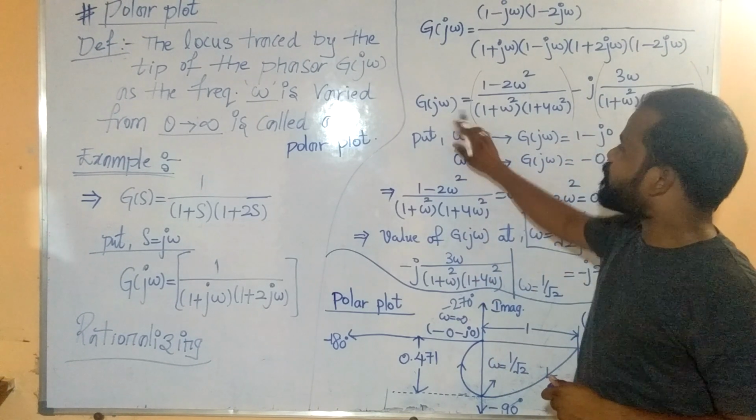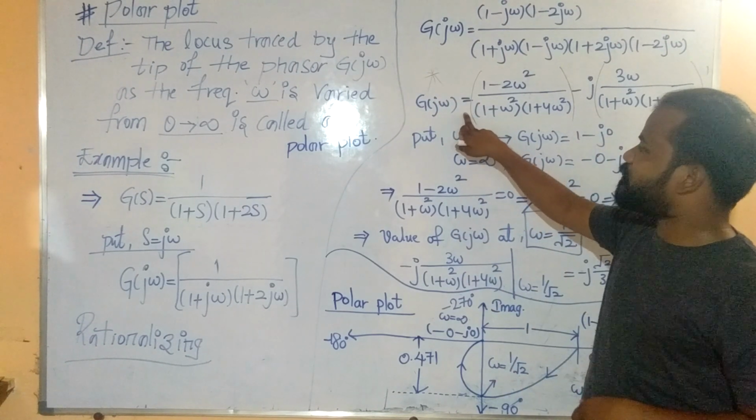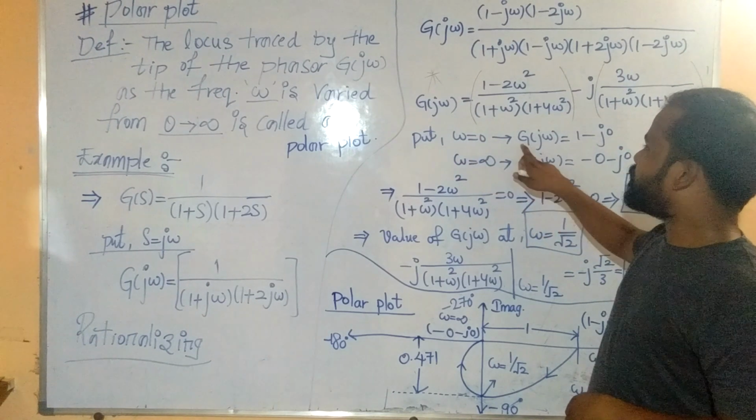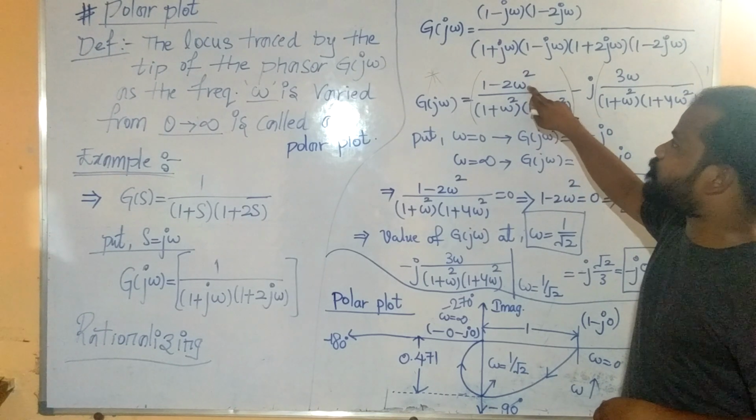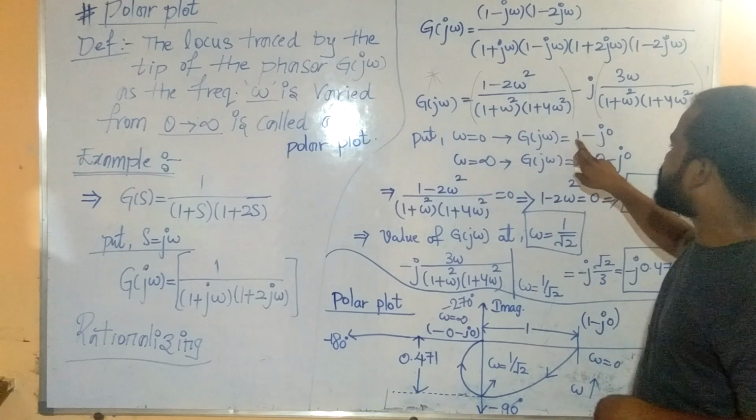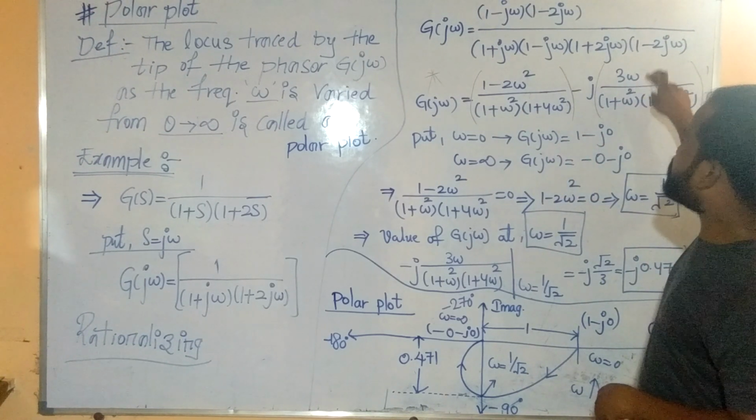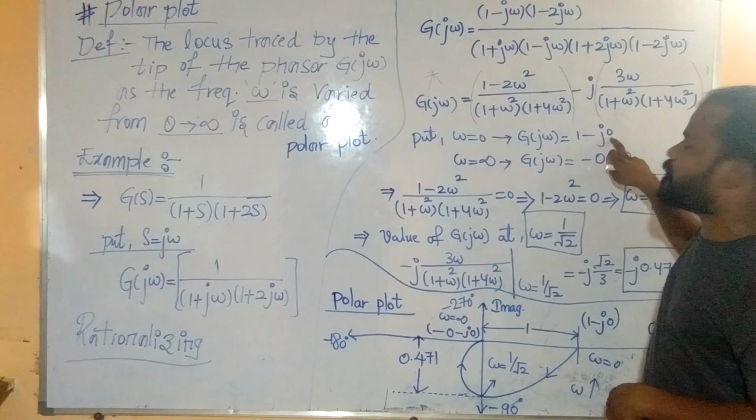This is the actual function. Now in this function, put omega equal to 0. Then G of j omega is equal to, after simplifying, the real term is 1, and in the imaginary term, if you substitute omega equal to 0, then definitely you will get the value 0.